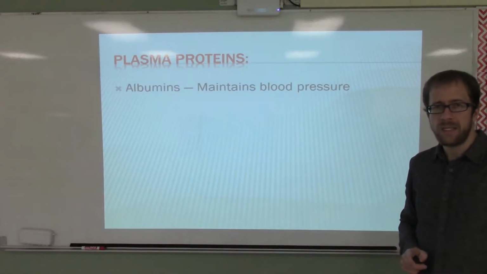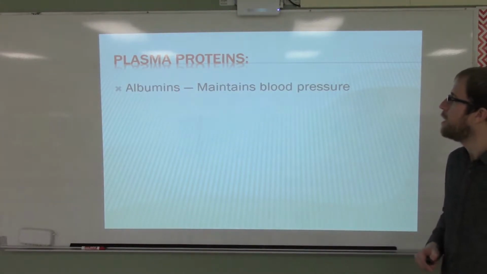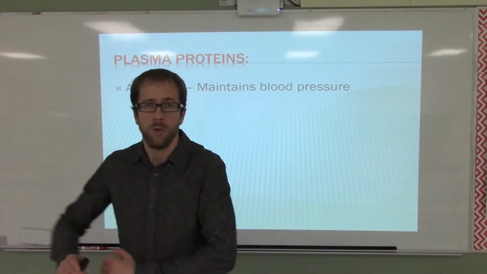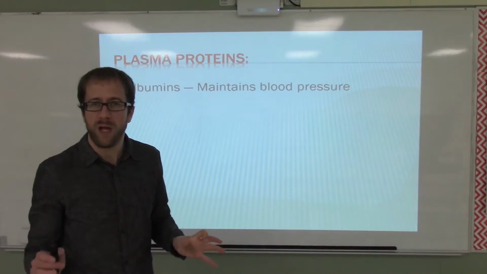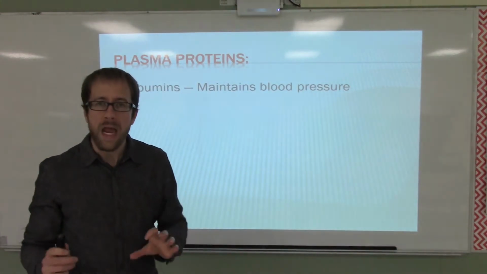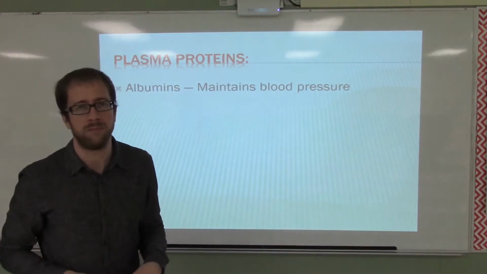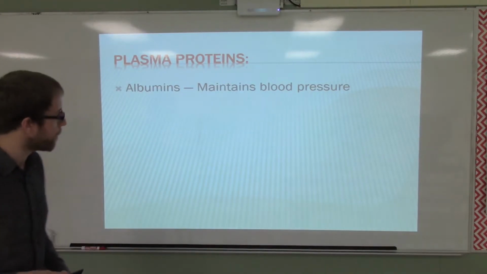Now, your plasma proteins are things like albumins. These are essential for maintaining blood pressure, right? You do need a certain level of blood pressure. You don't want your blood pressure to be way too low. That's not good. But you also don't want it to be way too high. If it's too high, it increases your risk of stroke and heart attack.